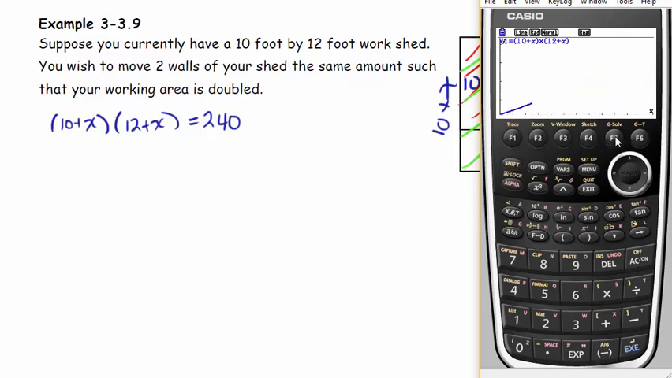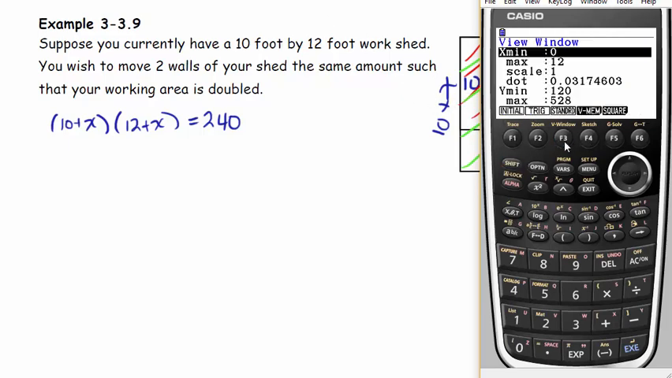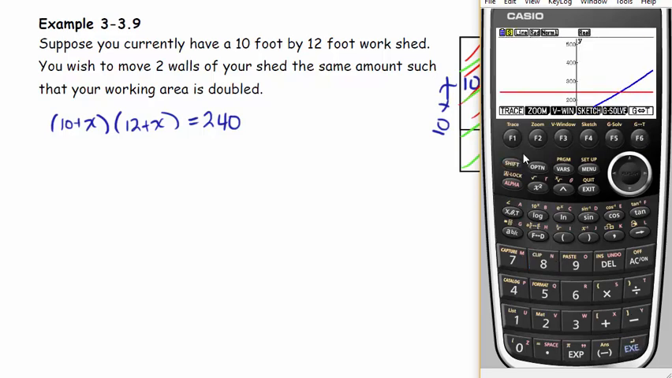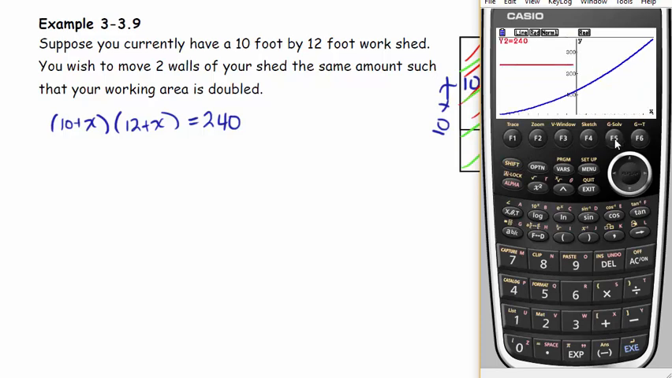Shift, zoom, auto, and I do see an intersection. Now, if this is my parabola, can you see there's going to be another intersection over here that would be negative? We can change our window just so we can see it, but do you understand we're going to end up throwing that one out anyway? Shift, zoom, auto. Okay, there's my positive one.